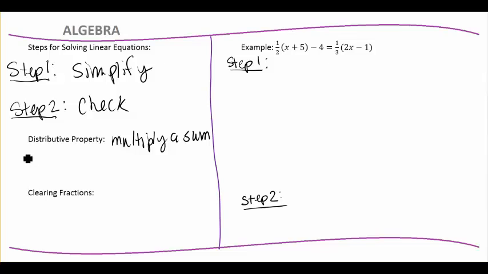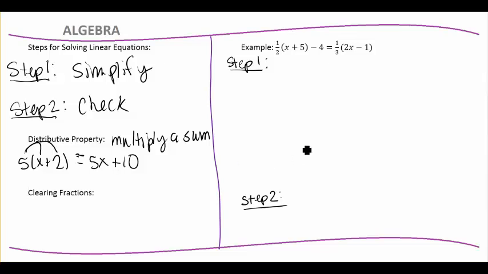Let's do a quick example. So we have 5 times (x + 2). The distributive property lets us take the 5 and multiply by the x, which gives us 5x, and then take the 5 and multiply by the 2, which gives us 10, and then add them together. And that's how that works.